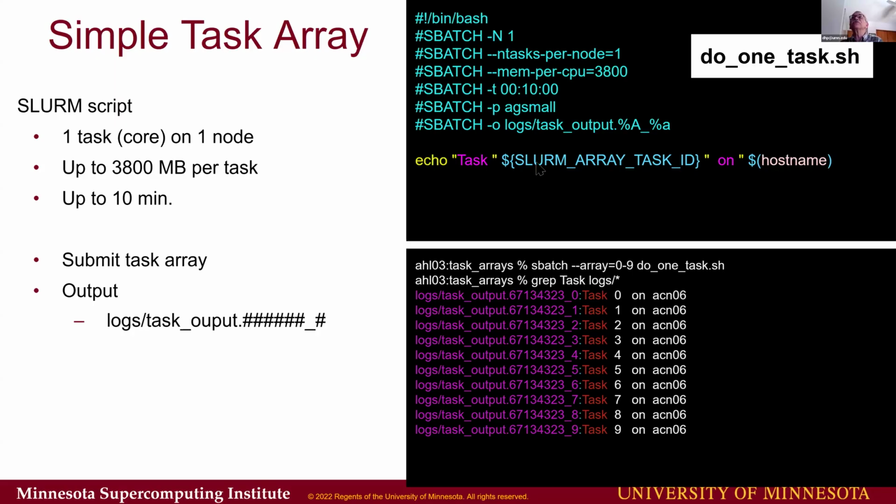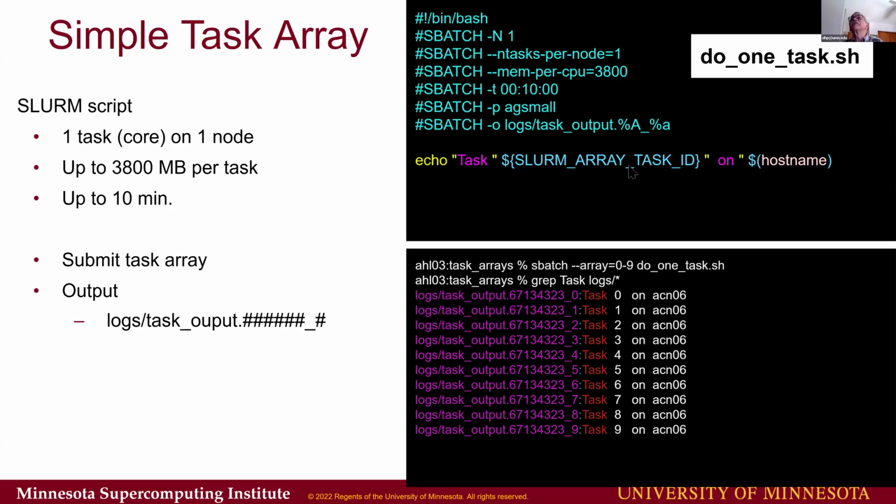And so since I asked for 10 jobs, it will produce 10 different files. The names for the files are specified here, under the logs directory, and they'll have task, and then the job number that goes with the whole task array. So it'll be one single job number that goes with the whole array, and then the task ID will be embedded in the name of the file itself. But importantly, that task ID is available through this shell variable, SLURM_ARRAY_TASK_ID.